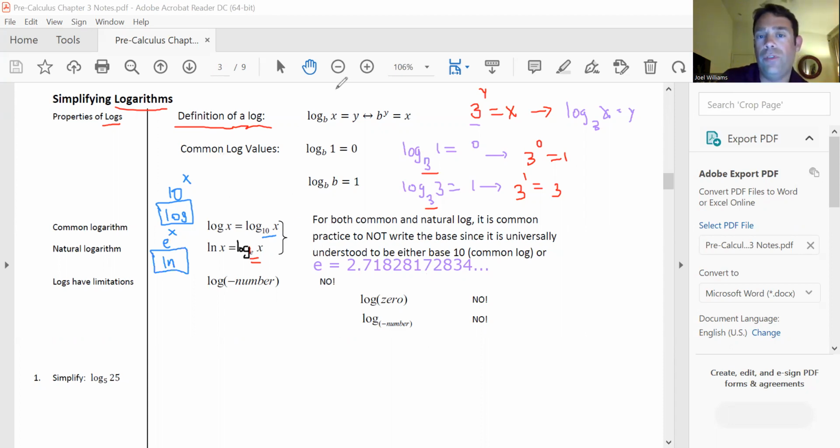There are a few things that are so important that you need to remember. No matter what the base, you can never take the log of a negative number.